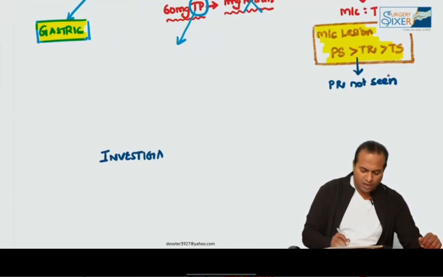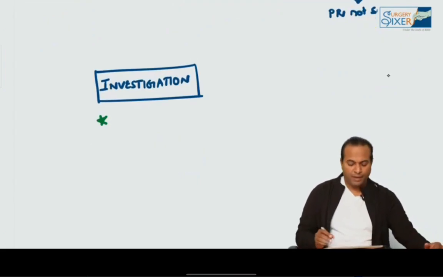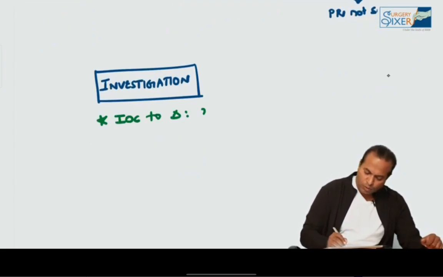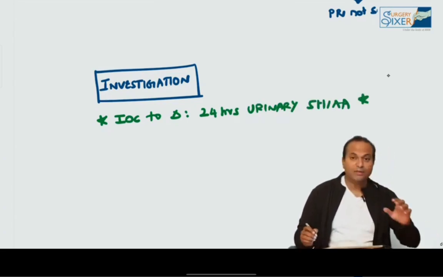Carcinoid syndrome is one of the important topics you should not miss. Investigation of carcinoid syndrome includes, number 1, the investigation of choice to diagnose, which is 24 hours urinary 5-hydroxy-indoleacetic acid.